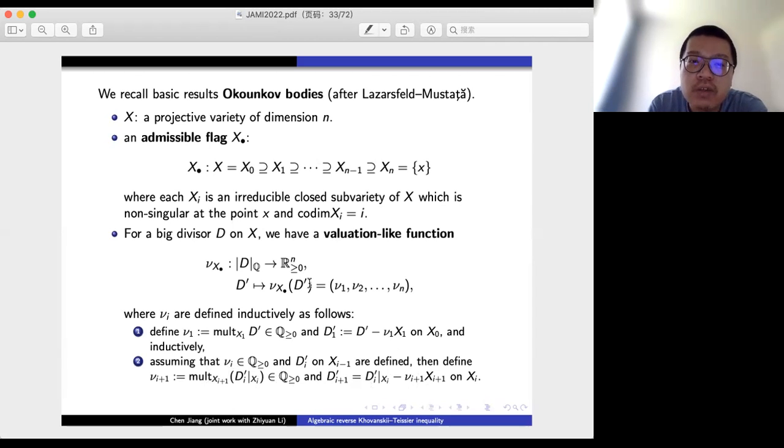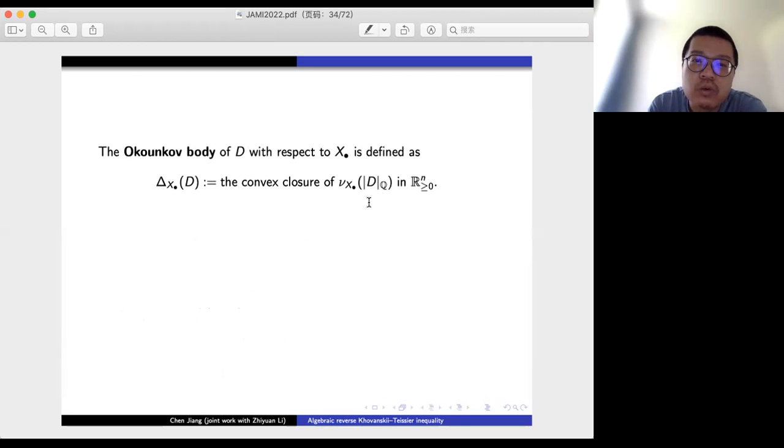So we don't need to worry about the smoothness. Given these values, what is the Okounkov body? We take all these values in R to the power n, running over all the divisors in the Q-linear system. They are points in Euclidean space, and we take the convex closure of them. This is the Okounkov body of the divisor D.